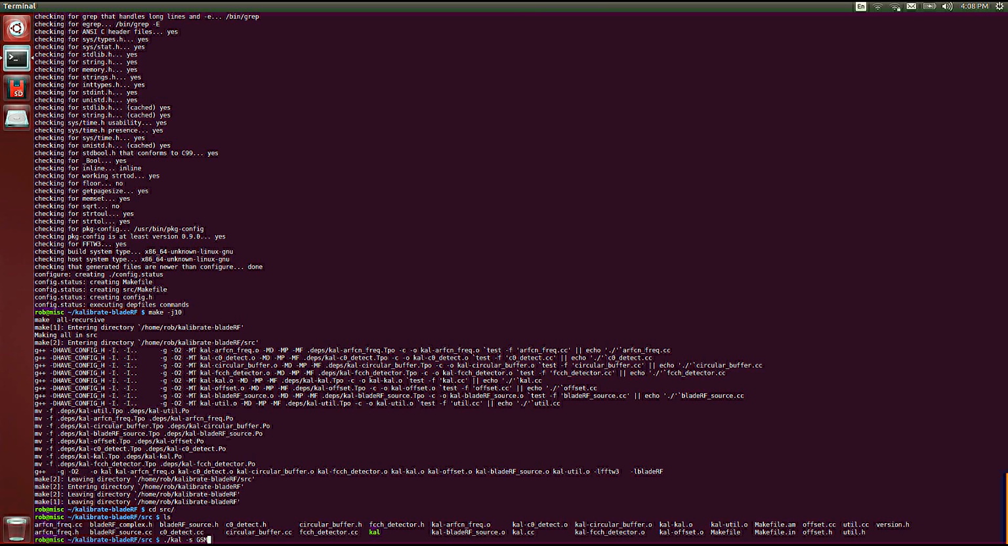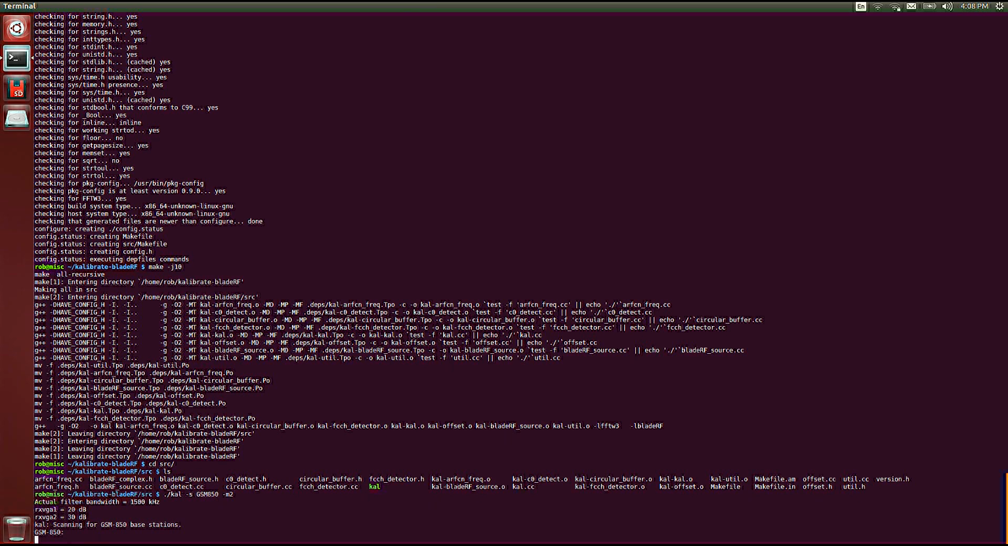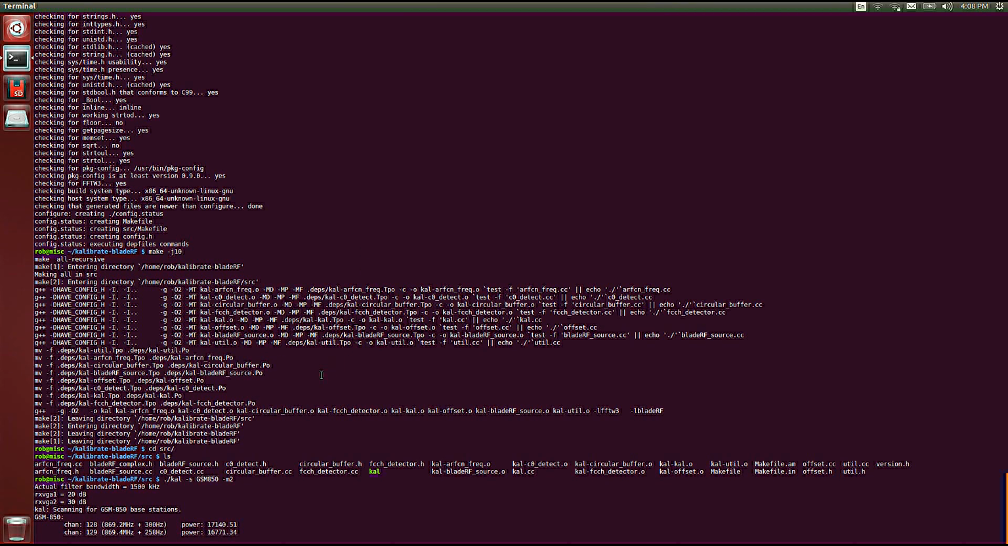I would suggest starting out by scanning the GSM 850 band with a multiplier of 2 in the US. So this will take a bit. Oh, and there it is.